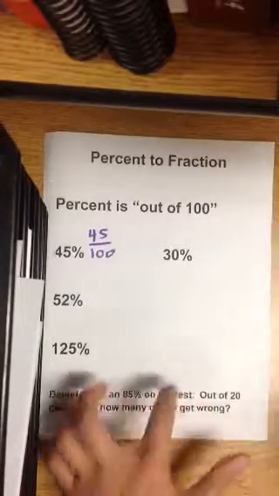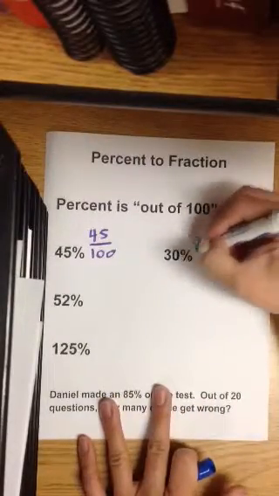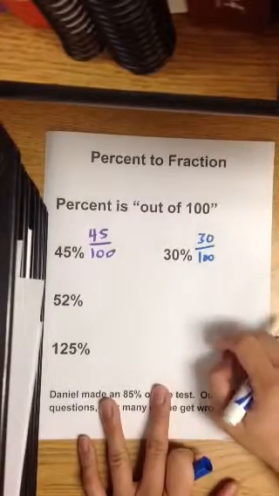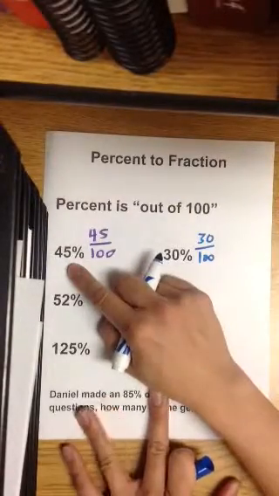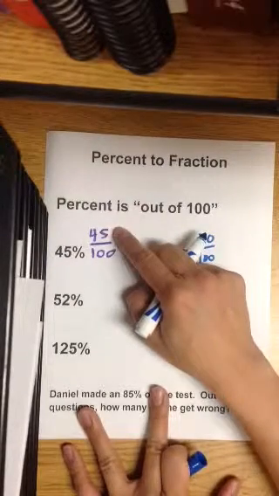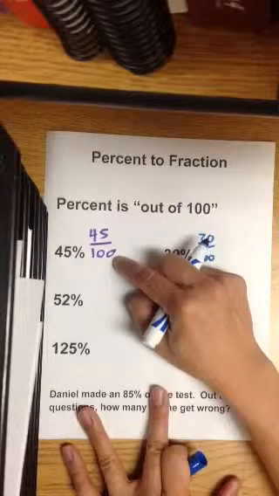30%. 30% means 30 out of 100. Do you really think it's going to be this easy? Of course not. So let's go back to 45%. It means, for example, if you made 100 shots, you made 45 out of the 100 shots.